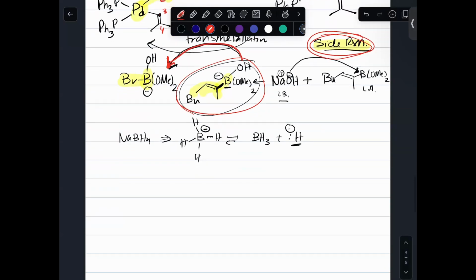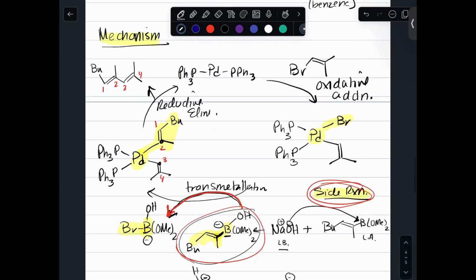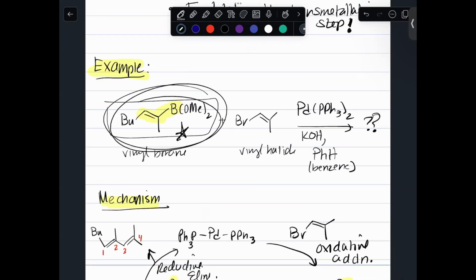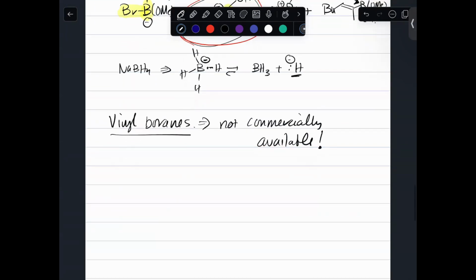Okay. So let's talk about these vinyl boranes because these vinyl boranes are not commercially available. You actually have to make them. And so how do you make vinyl boranes?